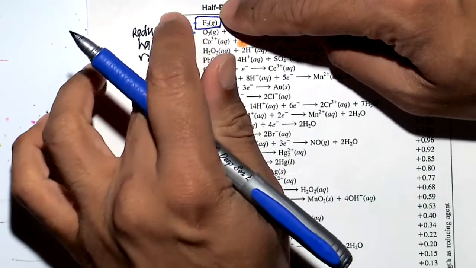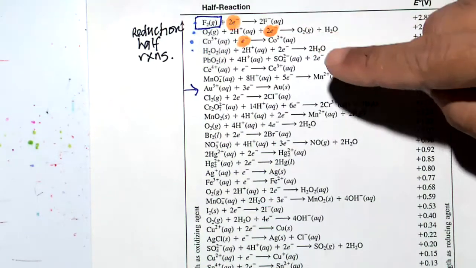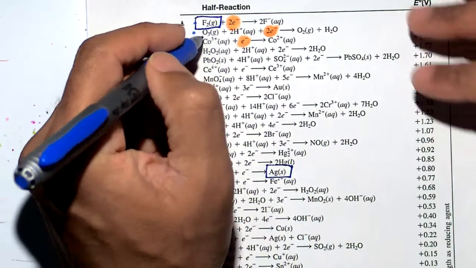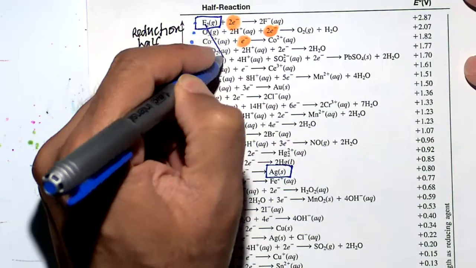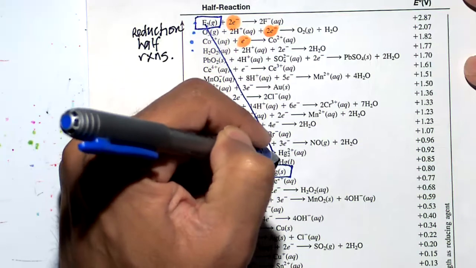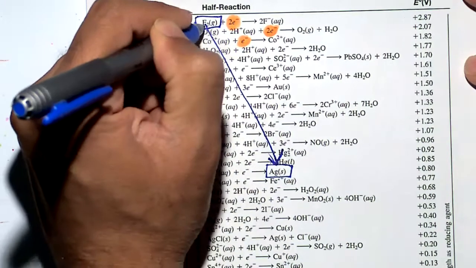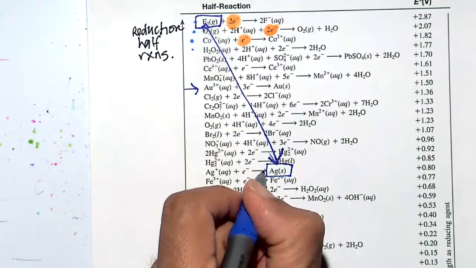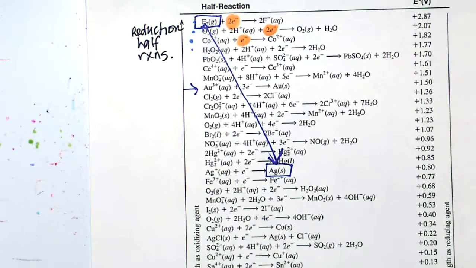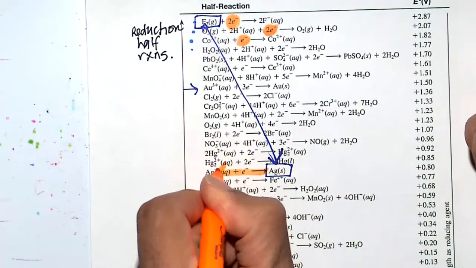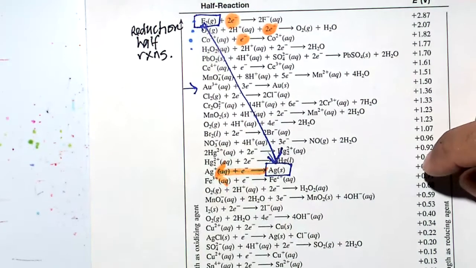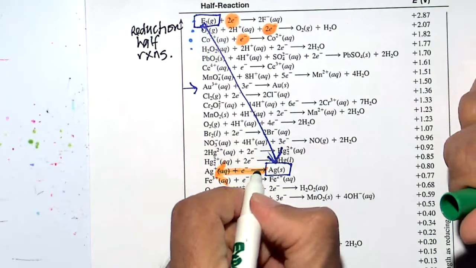So F2 is at the topmost. I'm going to pick Ag solid here. Ag is silver. F2 can flip Ag solid, so that Ag solid gets oxidized to Ag plus. It flips it.